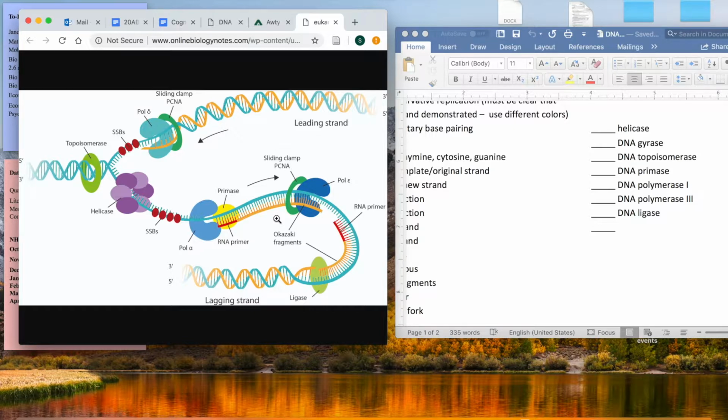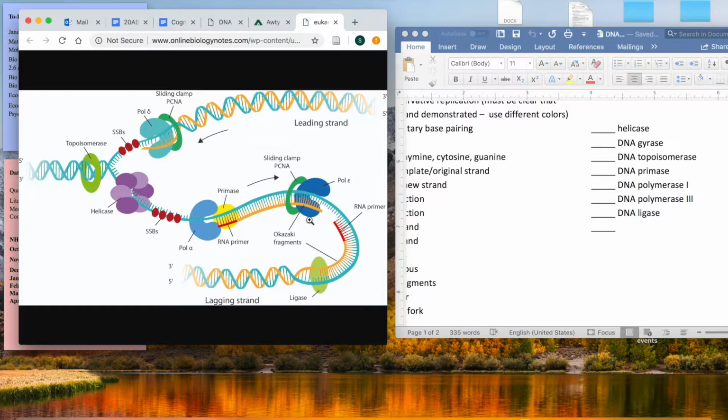And then the DNA ligase basically joins the Okazaki fragments. As I said, one of the enzymes will come and fix that, and that's basically DNA ligase. It joins the fragments together and it forms a continuous strand.